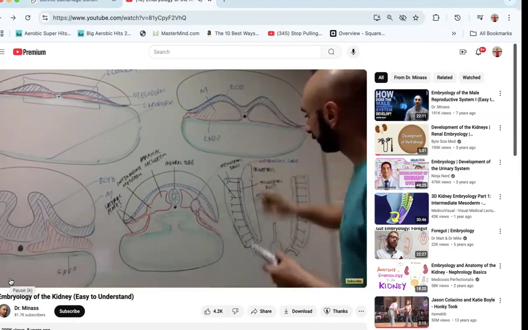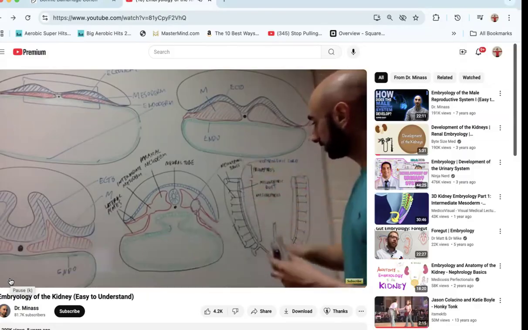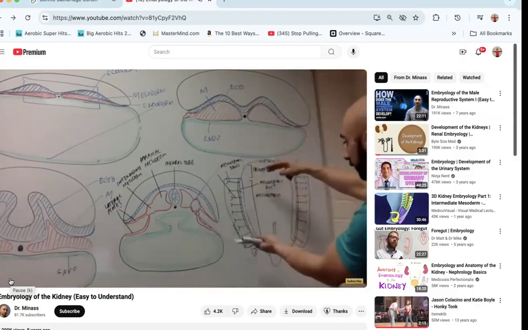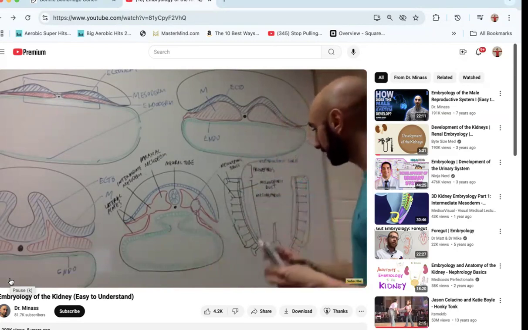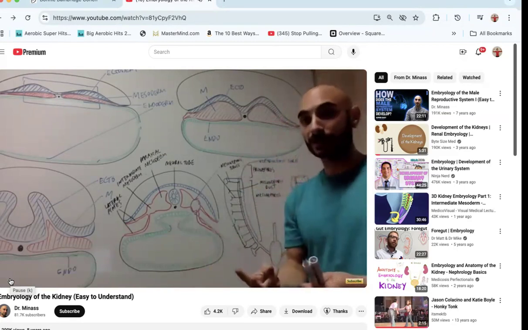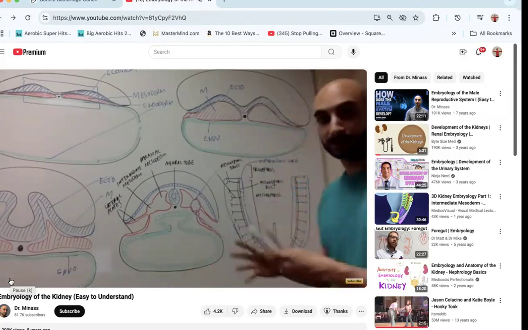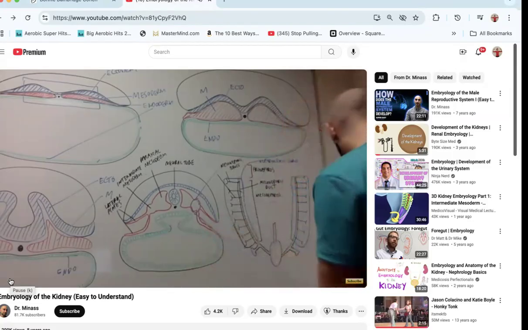So we have the mesonephric tubules, these fork-like things that are ducts, and the mesonephros is actually a functioning kidney, but it's still immature. It's the second transitory phase, and it'll be developed into other things. What is it developed into?